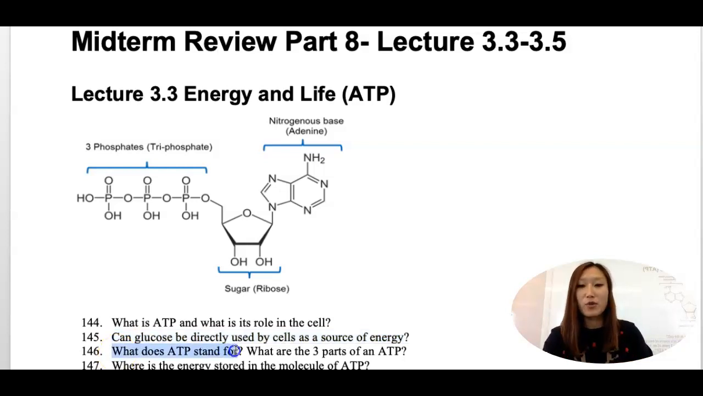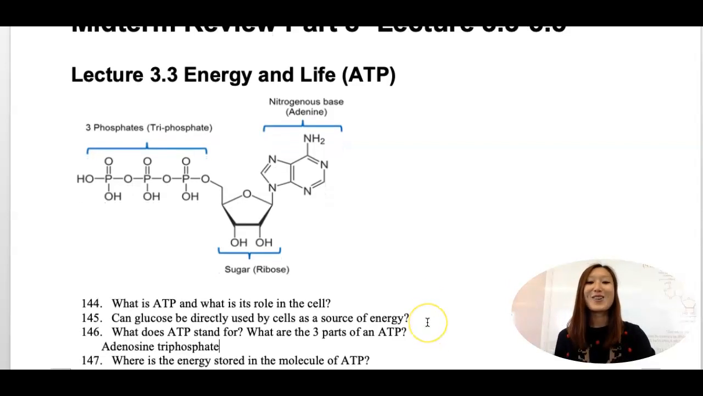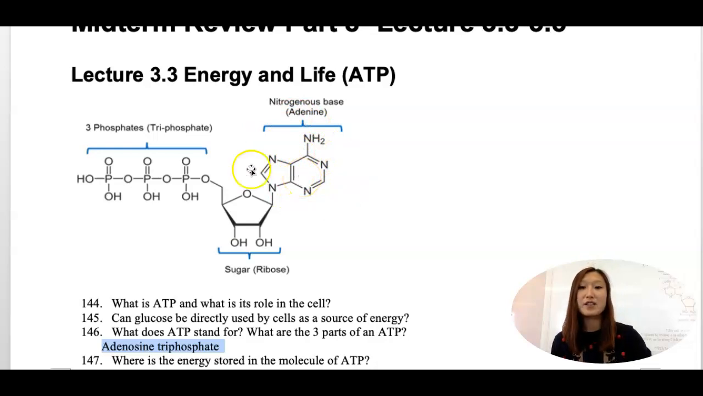What does ATP stand for? So ATP stands for adenosine triphosphate. Okay, so adenosine triphosphate. This word should make sense to you. You should actually remember the name of ATP. So adenosine is because ATP has this adenine group, and triphosphate because ATP has 3 phosphates.